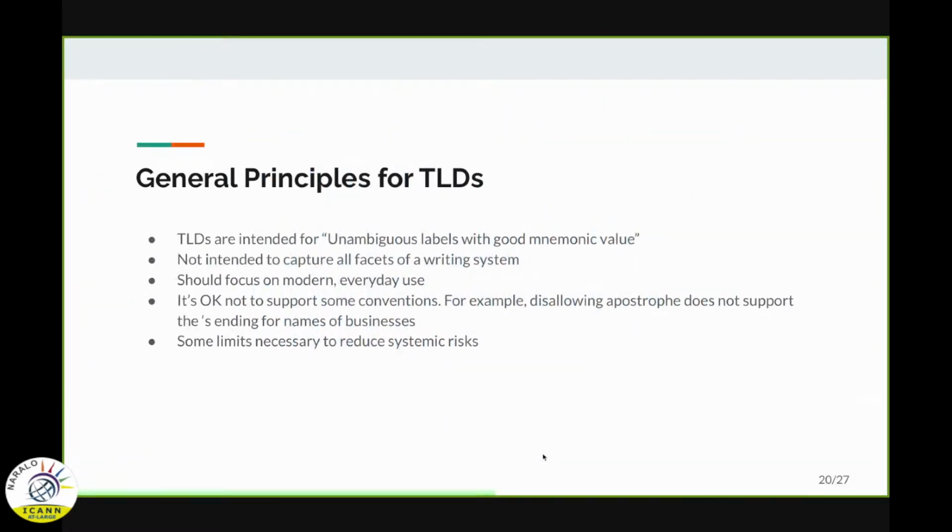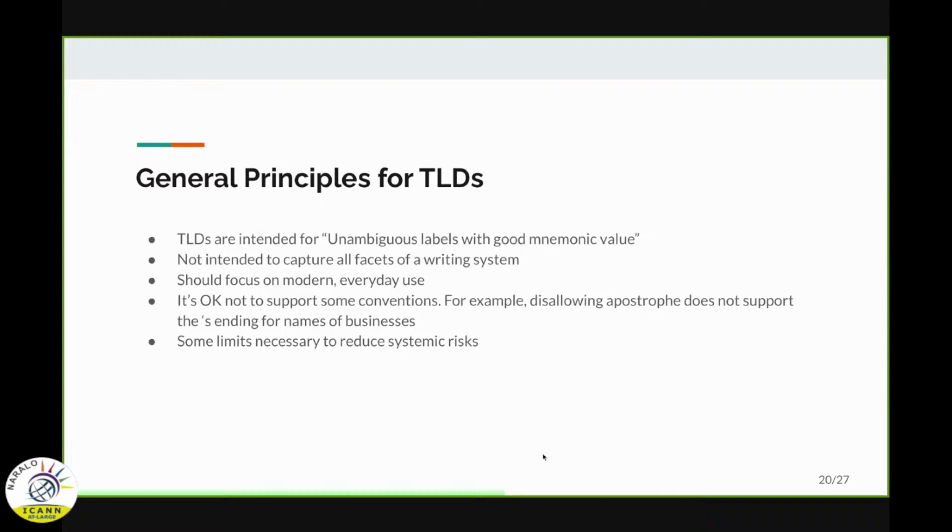Now, what are the general principles for forming or creating labels for domain names? TLDs are intended for unambiguous labels with good mnemonic value. They don't represent anything more. There's no meaning, there's no semantics. You can't represent anything more than just a mnemonic through a label. It is not intended to capture all facets of a writing system. It should focus on modern everyday use.